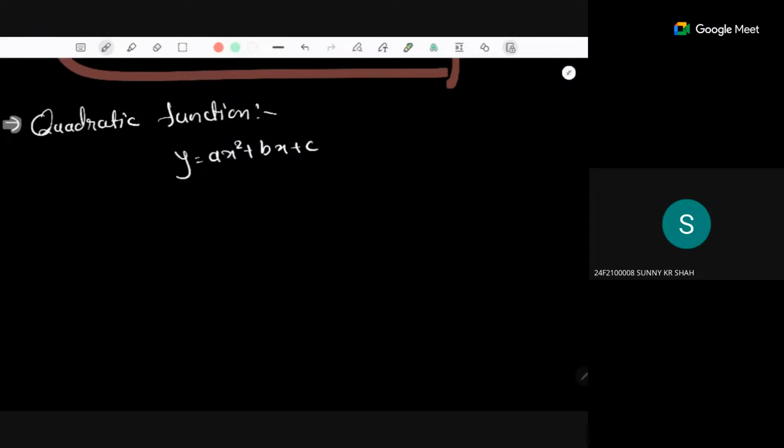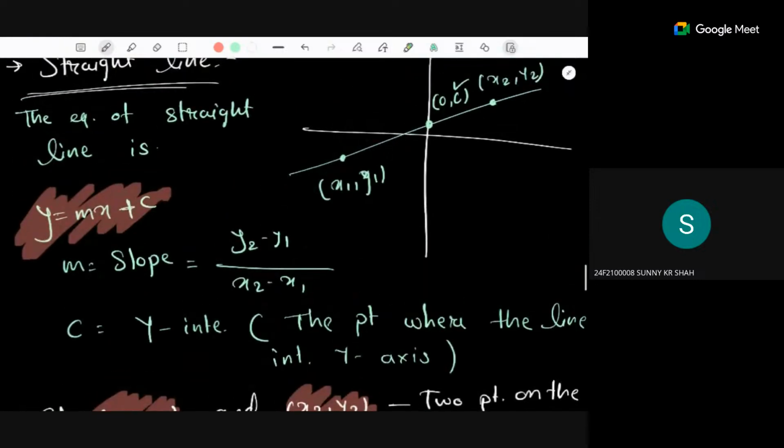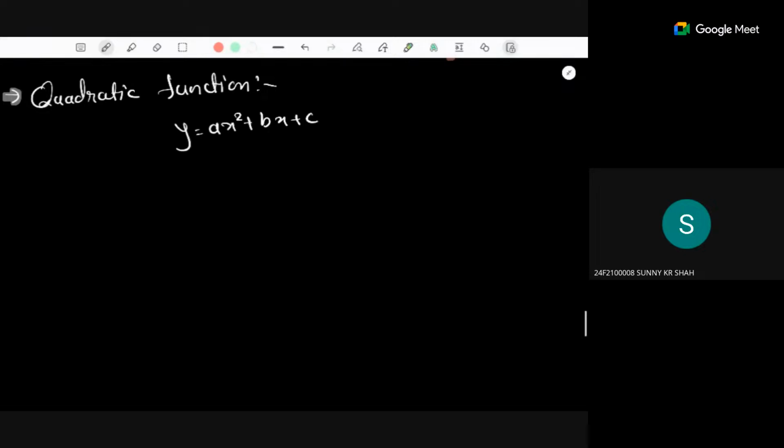Now we can move toward the second kind of function, which is the quadratic function. As the name suggests, quadratic means degree 2 functions. So if we have a function y is equal to ax square plus bx plus c, then such functions are known as quadratic functions. The graph of a line is very simple, it's just a straight line, so we don't have to bother about that. But the graph of a quadratic function will represent a parabola.